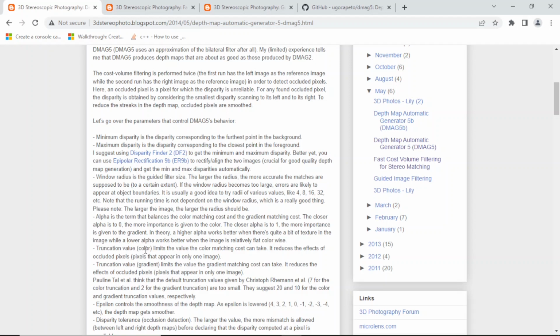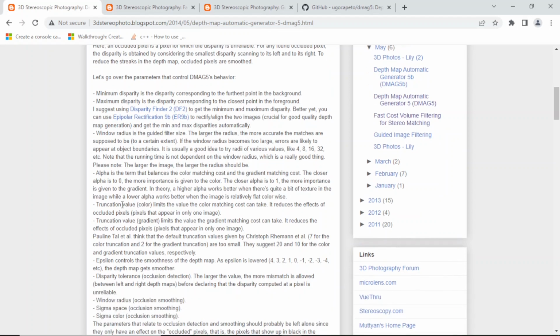Truncation value for the color: I usually use 30 or 20. And there's a truncation value for the gradient. Here I use 10, but you can use lower values. Some people use 2. It's just to reduce the effects of occluded pixels between the left and the right images. If you want, you don't have to. You can put some large values and it's not going to have any effect.